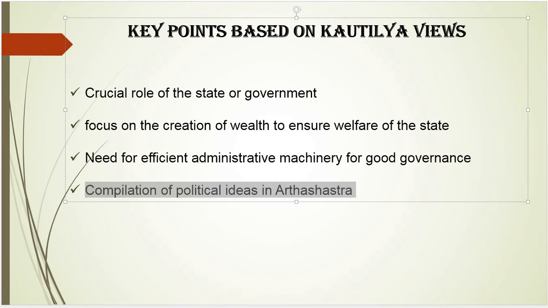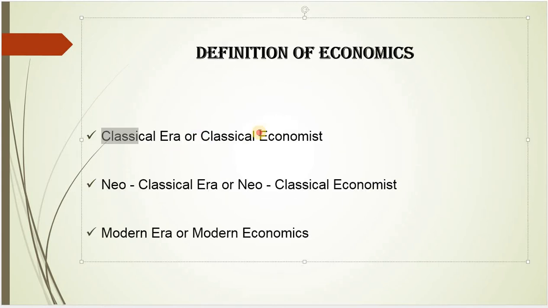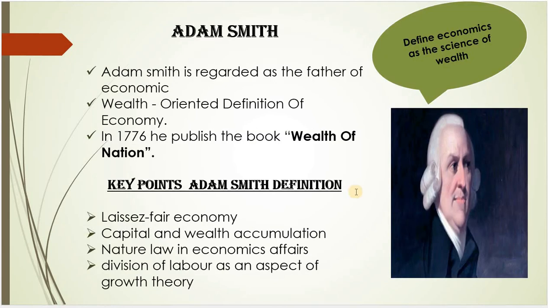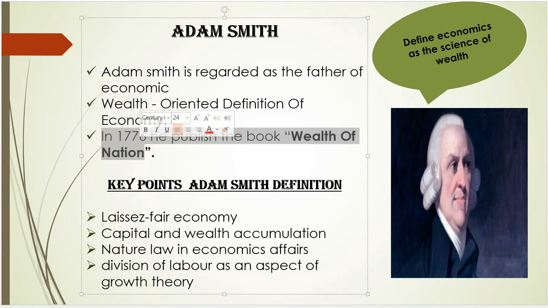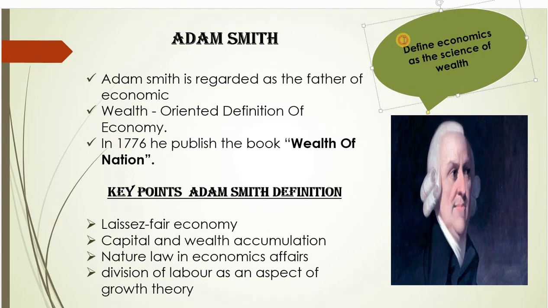Now we will discuss the definition of economics. Economics has three important eras. First is the classical era, second is the new classical era, and third is the modern era. First we will discuss the classical era. In this era, the first definition of economics was given by Adam Smith, whom we also call the father of economics. His approach was a wealth-oriented definition of economics. He made many contributions in economics, but the main contribution was his famous book Wealth of Nations, or An Inquiry into the Nature and Causes of the Wealth of Nations, which he published in 1776. In this book, he gave the very first definition of economics. Now we will discuss how Adam Smith defined economics. As per him, economics is a science of wealth.